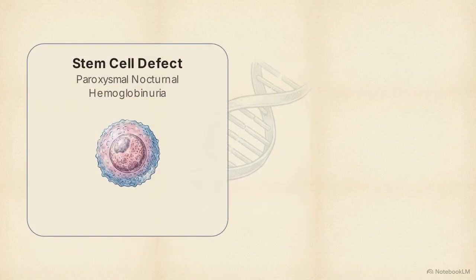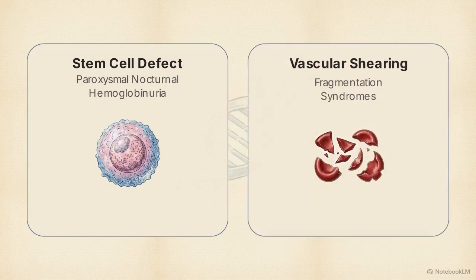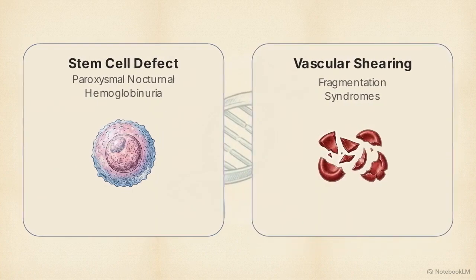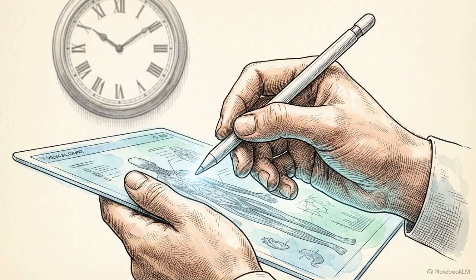While infections and drugs offer straightforward diagnostic clues, two other categories, paroxysmal nocturnal hemoglobinuria and fragmentation syndromes, require deep molecular investigation. These conditions can present as a confusing array of organ failure and marrow suppression. Identifying them early is critical to preventing permanent vascular and renal damage.